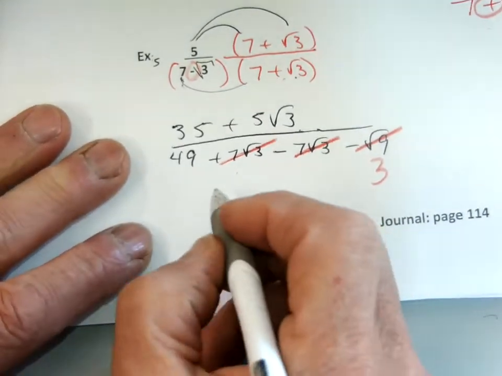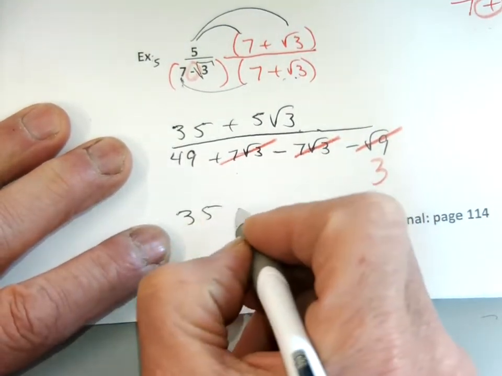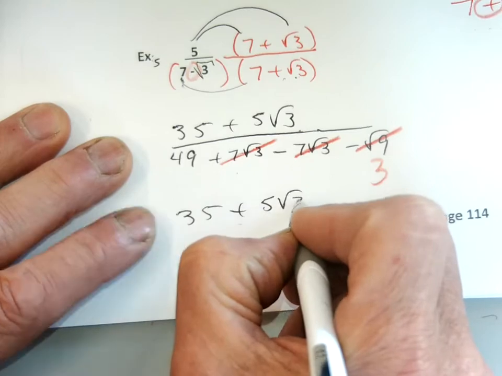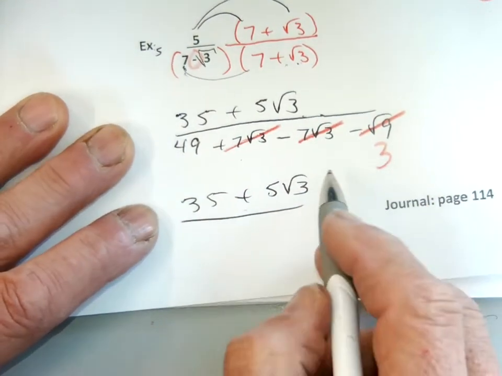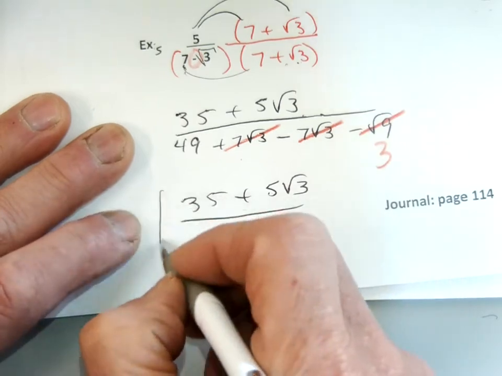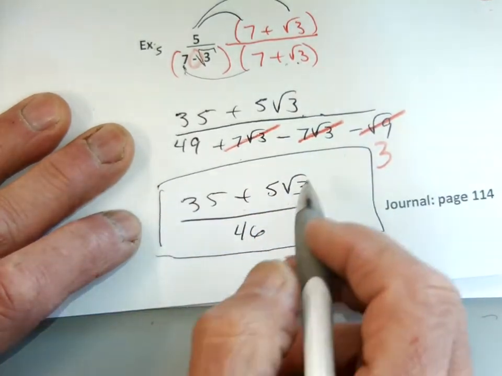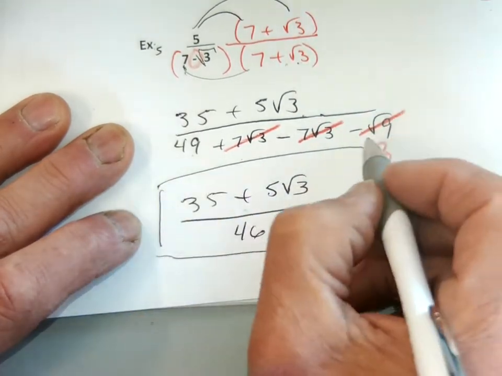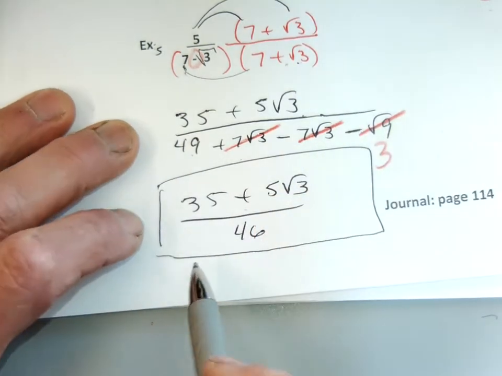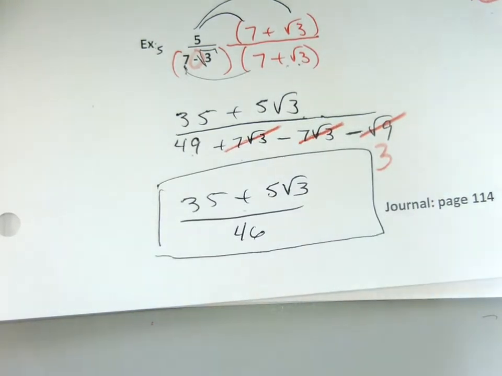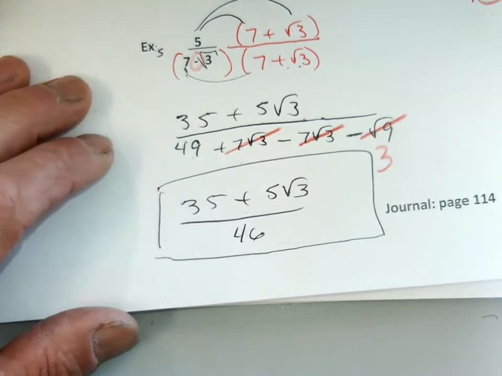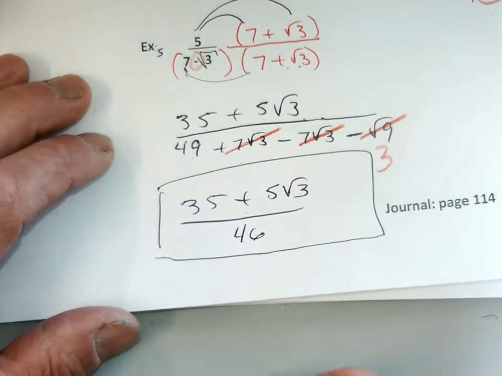So let's see, we have an answer. I've got 35 plus 5 square roots of 3 over, well, 49 subtract 3 is a 46. So there's a minus right there, right? Yep. Is there a square root in the bottom anymore? No, we did it. Okay, you ready to turn the page? We're going to do this a couple more times, okay? Thumbs up before I turn the page.